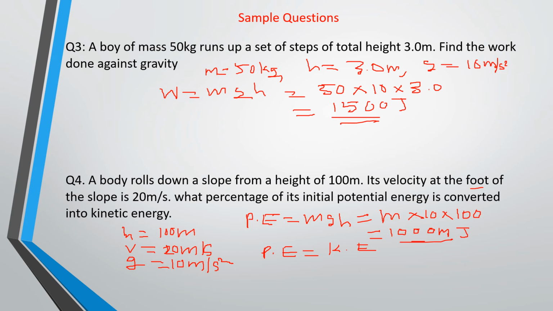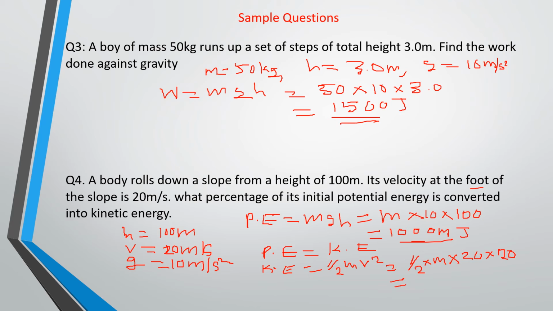at the base, kinetic energy is given, kinetic energy is equal to half mv squared. So we can substitute into this equation. We'll have that kinetic energy at the base of the slope equals half times m times v, which is given to us to be 20 meters. So 20 meters squared, that is 20 times 20.